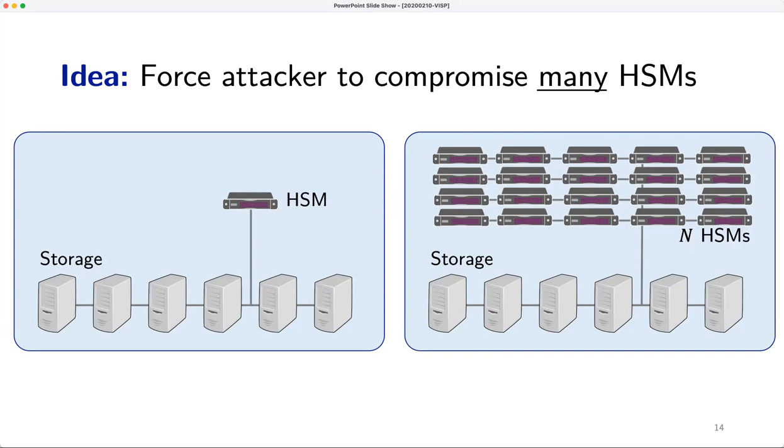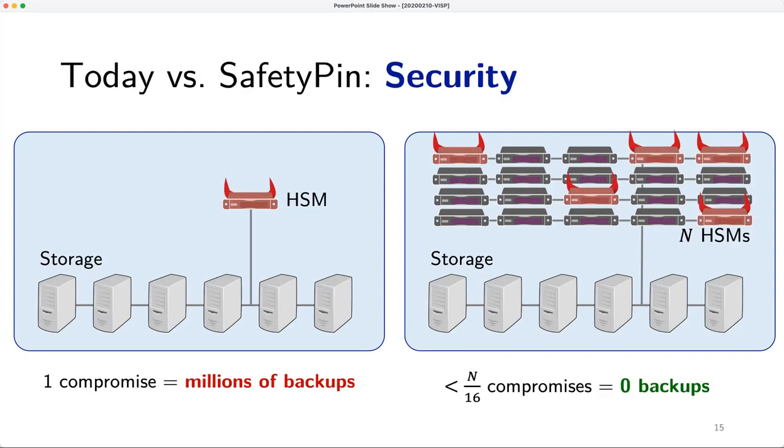And the property that we want essentially is this. Today, if an attacker compromises one HSM, they get everybody's data. We would like to be in a world in which an attacker has to compromise a large fraction of the hardware devices in the data center before they get anyone's data. So think of there being 10,000 hardware devices in the data center, and the attacker has to compromise 1,000 of them before they can get any user's backed up data. It's still possible for an attacker to go in and compromise 1,000 of these modules, but it's going to be much more expensive.